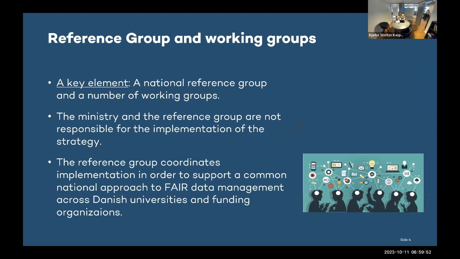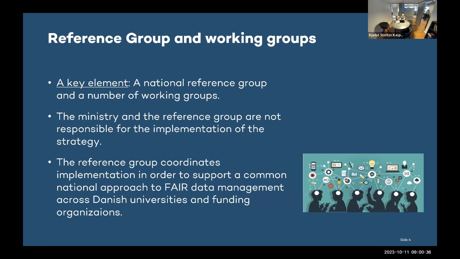So a key element, as John said, and I will not go into this because I know Anne-Sophie will go into details with this in the next presentation, but we have put down a national reference group and a number of working groups. And as John pointed out, it was important to say that the ministry and the reference group are not responsible for the implementation of the strategy. It's important that it's the research institutions that do the implementation. So the reference group is just following the implementation, and we'll keep on following it also to see if we are in line with the planned activities.